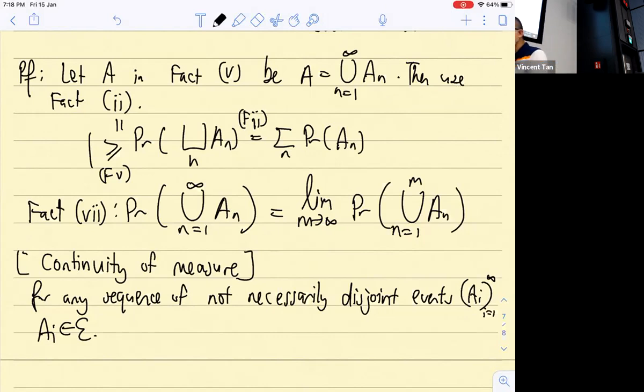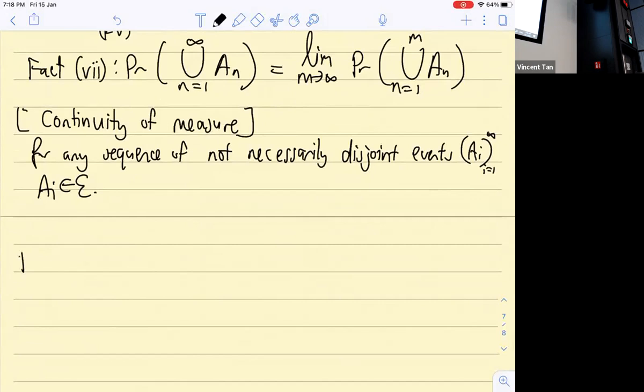In mathematics, when we don't know how to do something, we look at the previous facts we have proved. That is a general rule of life. Okay, so this is probably the most involved proof of today, which says the following. So we have not necessarily disjoint events. Let me draw a picture first before we prove anything. The idea is the following.